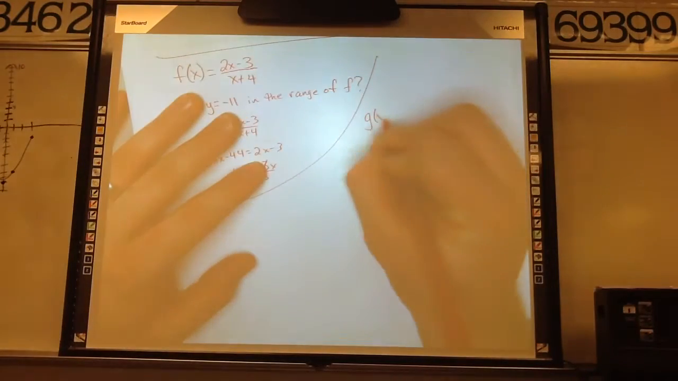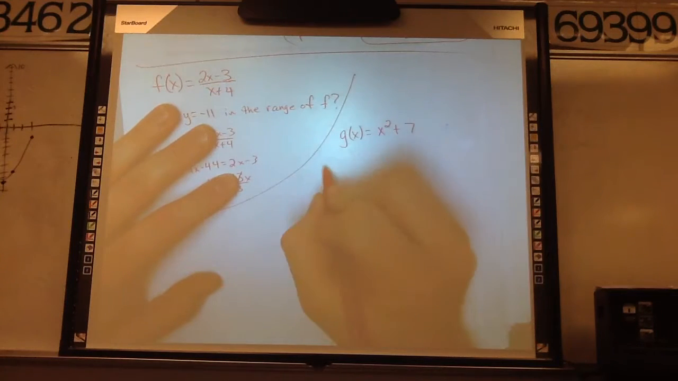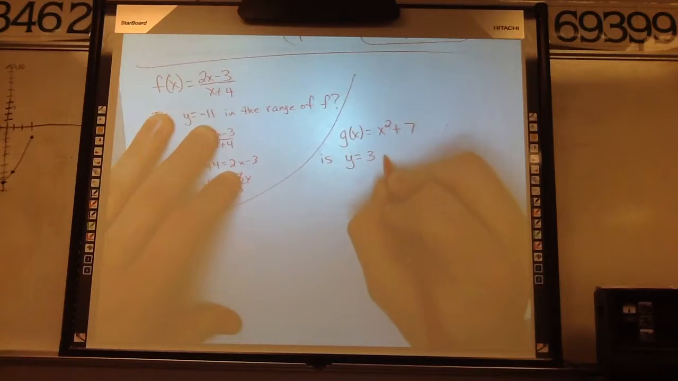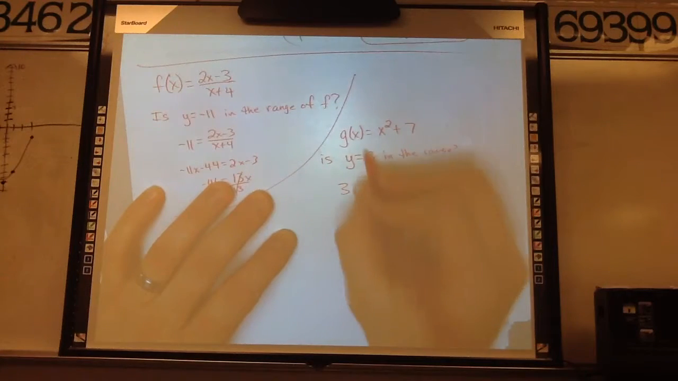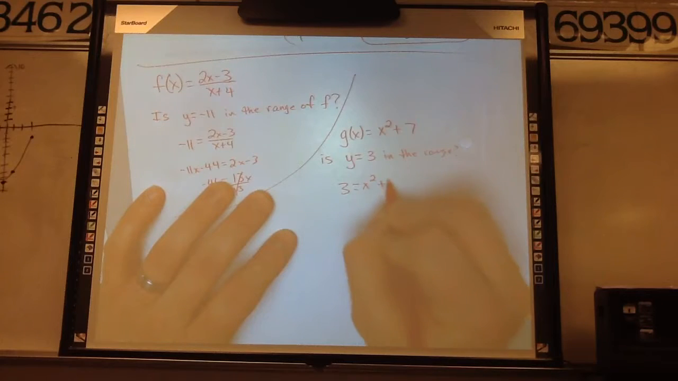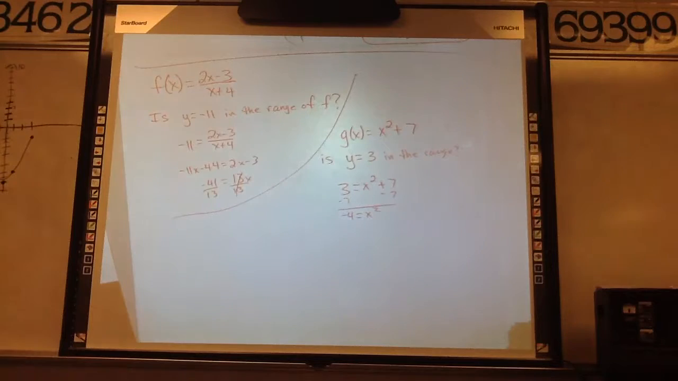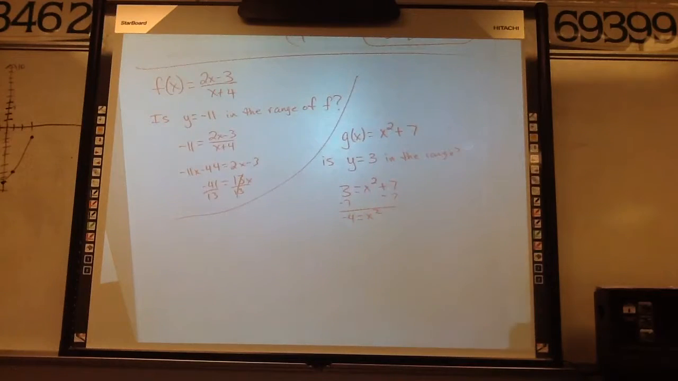I'll give you one that doesn't work. g of x equals x squared plus 7. Is y equals 3 in the range of that? Plug in 3 equals x squared plus 7. Subtract the 7, negative 4 equals x squared. Can I have the square root of a negative number? Doesn't work. We're not using imaginary numbers, so the answer would be no.